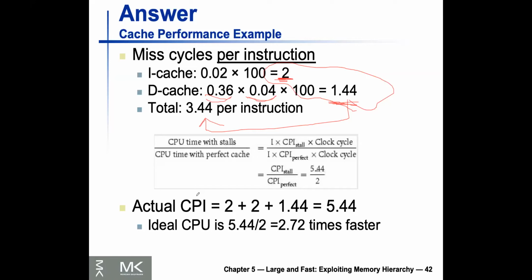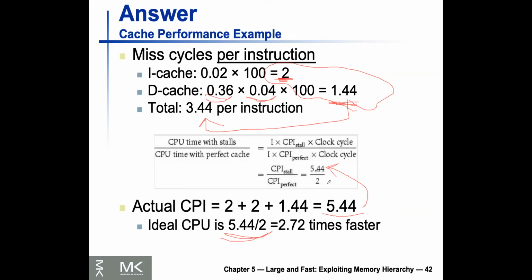And the actual CPI would be 2 plus 2 plus 1.44, which is 5.44. We can also say that this is 2.72 times slower than the ideal CPU without any misses. Is that clear? I'm just going to stop here for a second so you have a chance to look at it. So this is how we computed that 5.44 there.